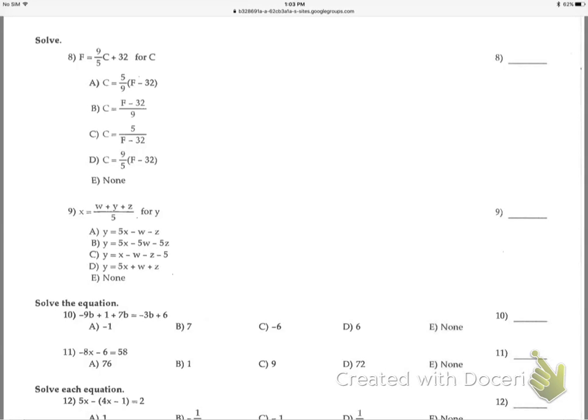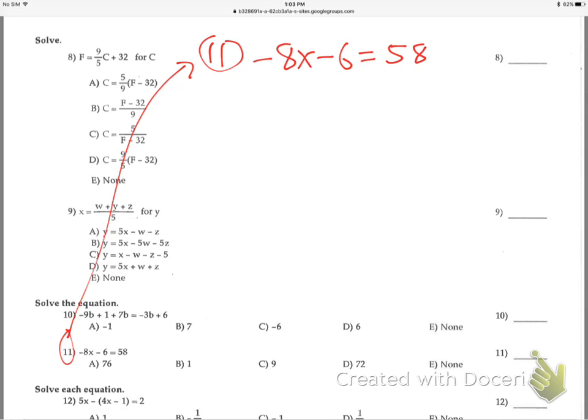All right. So number 11. Bring it up here. Number 11, which is minus 8x minus 6 equals 58. Okay, x is in, I want to be alone. So what's my first step?